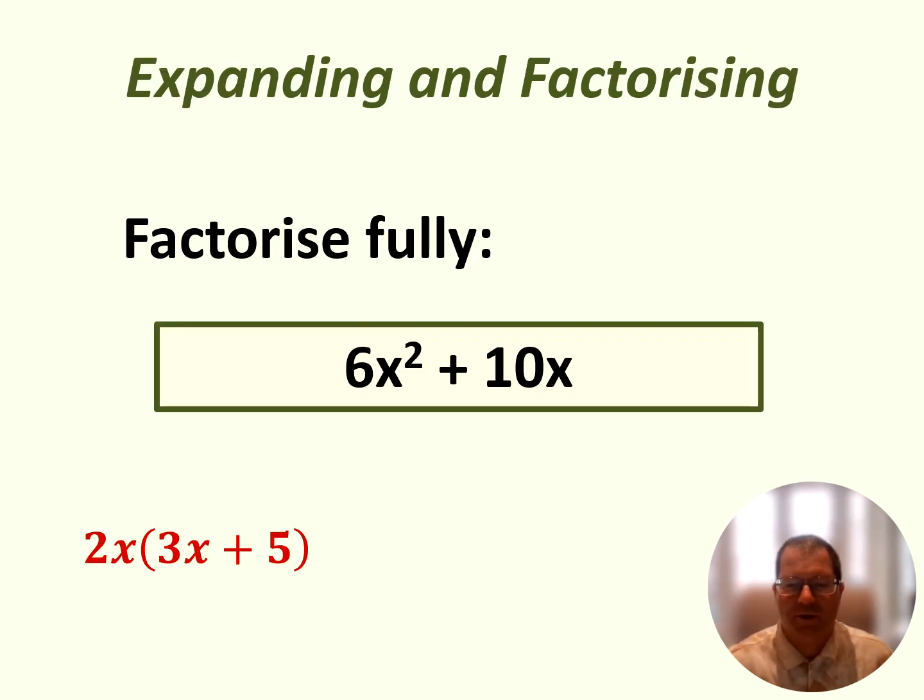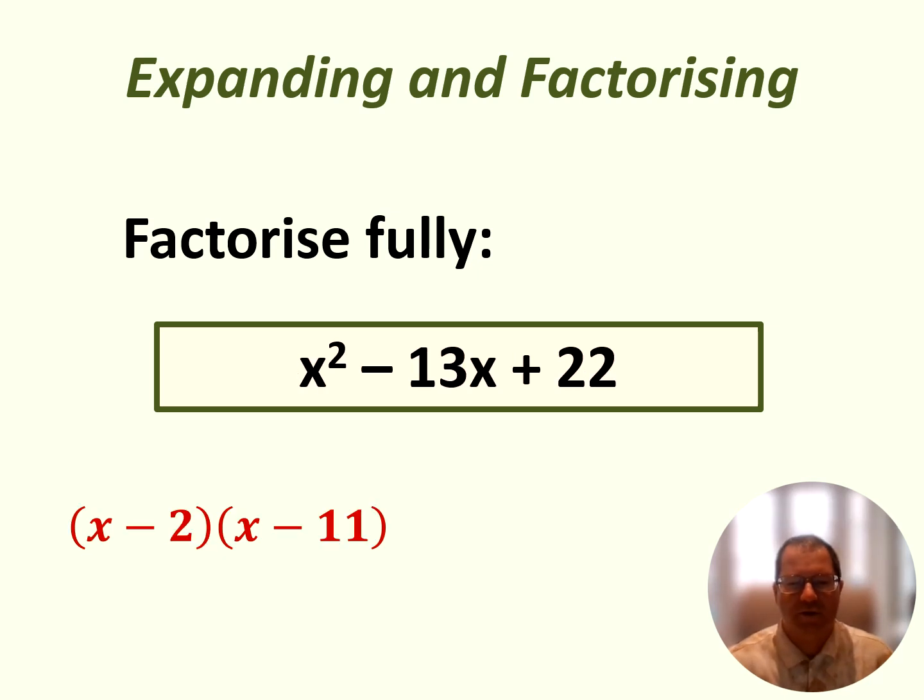So now we're going to look at some factorizations. In this question, we've been asked to factorize fully 6x squared plus 10x. The only number, apart from 1, that goes into both of those terms is 2. But we can also take x out as a factor, so 2x in front of the brackets, multiplied by 3x plus 5. And the reason it says fully is because if you factorized out the 2 or the x, but not both, then you will have only factorized it partially.